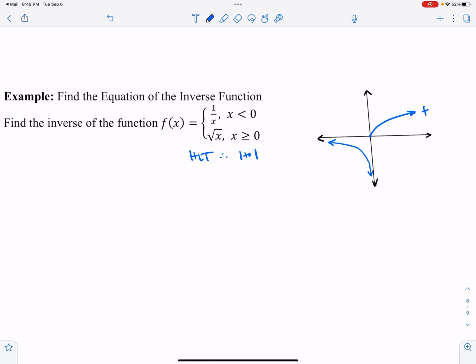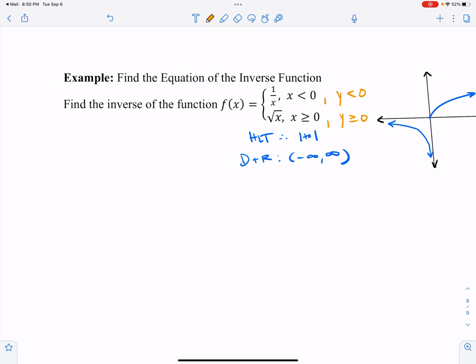Let's think domain, all real numbers. Range, all real numbers. But remember, it can be more helpful to think about the domain and range of each piece. So for x less than 0, the range would be y less than 0. Yep, negative infinity to 0. And then for the range of root x, that would be y greater than or equal to 0. Oh, that's not going to end up very interesting.